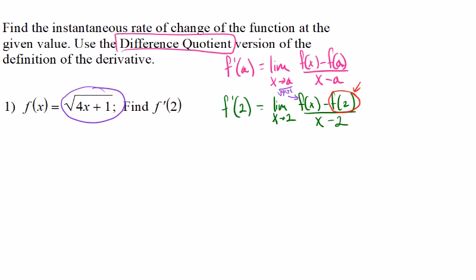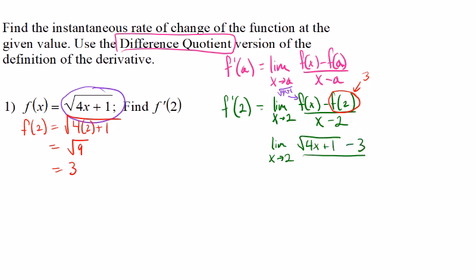And f of 2, if we plug in 2 to this function, we get the square root of 4 times 2 plus 1. That turns into 8 plus 1 is 9, so square root of 9, which equals 3. F of 2 is 3. So that's what we'll plug in right here. Okay, so when I rewrite this, it's going to look like the limit as x approaches 2 of the square root of 4x plus 1 minus 3 all over x minus 2.